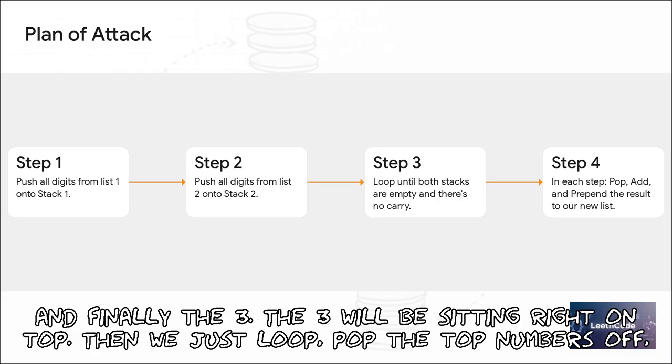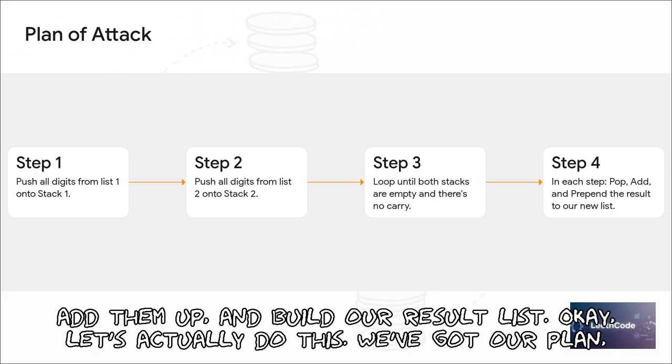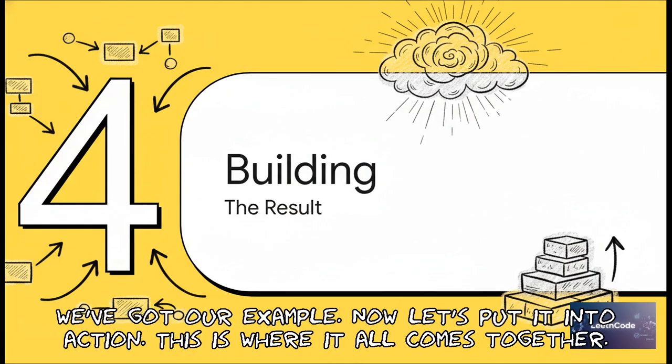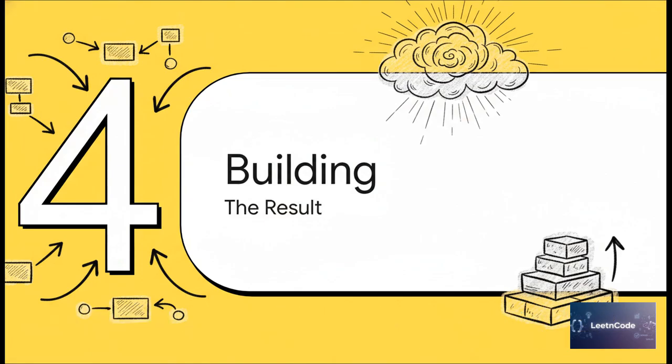Then we just loop, pop the top numbers off, add them up, and build our result list. Okay, let's actually do this. We've got our plan, we've got our example. Now let's put it into action. This is where it all comes together.